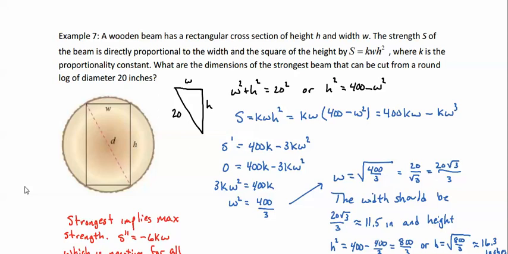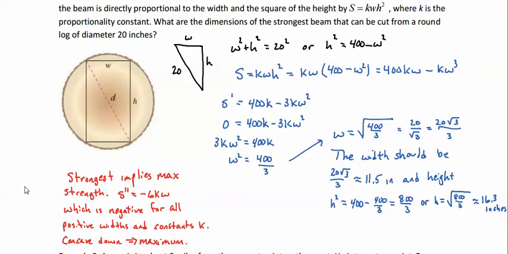As I'm looking at S, I see that k is a constant, no big deal. w is a variable, h squared, where h is a variable. h squared is easy to substitute for. That's exactly what I do in blue. S equals k w h squared becomes k w times 400 minus w squared. And I can multiply that out to get 400 k w minus k w to the third.